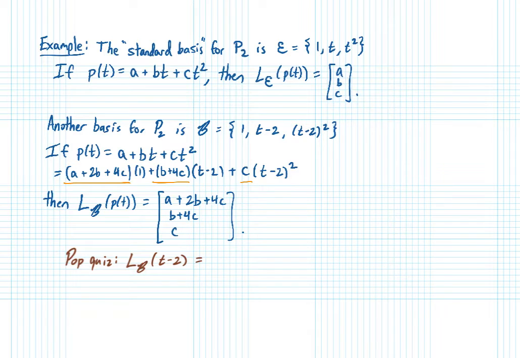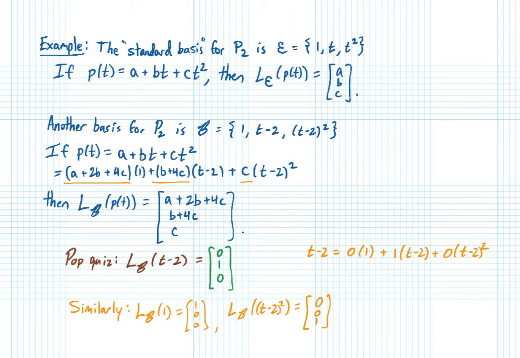But t minus 2 is one of the basis vectors. And so the way to write it as a linear combination of the basis vectors is to write it as 0 times 1 plus 1 times t minus 2 plus 0 times t minus 2 squared. And from that, you get the answer that LB of t minus 2 is 0, 1, 0. And similarly, LB of 1 is 1, 0, 0, and LB of t minus 2 squared is 0, 0, 1.